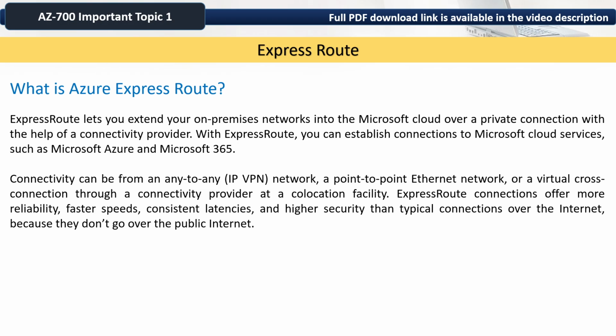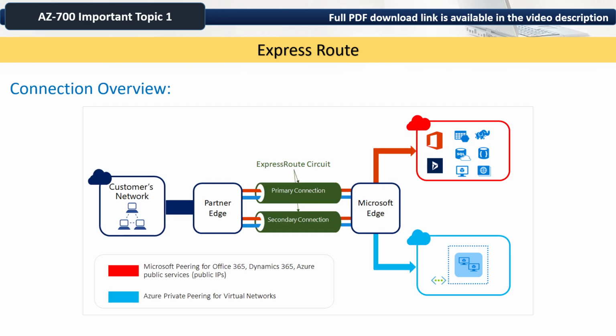Connectivity can be from an any-to-any network, point-to-point Ethernet network, or a virtual cross connection through a connectivity provider at a co-location facility. Express Route connections offer more reliability, faster speeds, consistent latencies, and higher security than typical connections over the internet because they don't go over the public internet. Here you can see a diagram showing the flow of a basic Express Route connection.